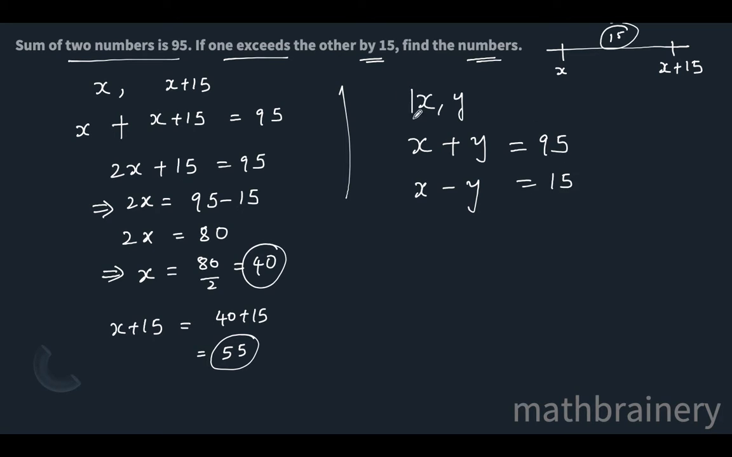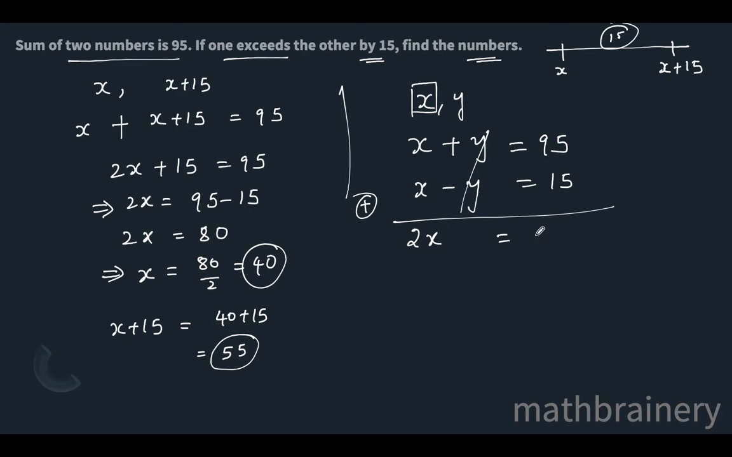Let me assume that x is the bigger number here. The difference between the two must be 15. Alright, now what do we have? We have two unknown quantities, we have two variables, and we have two equations. Can we solve them? Yes. Let's add these two equations. What happens when you add? x plus x is 2x, y minus y is anyway 0, so you can cancel this.